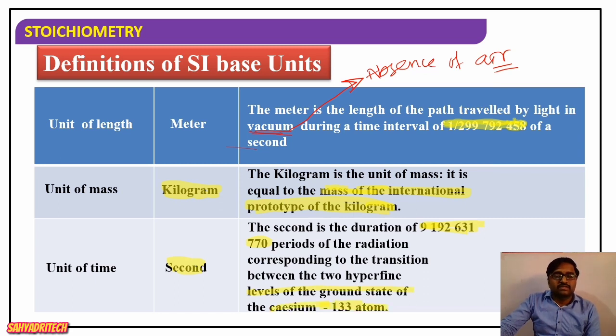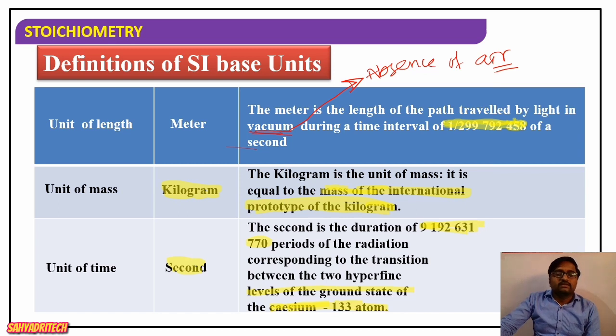Let me go through the definition again. The second is the duration of 9,192,631,770 periods of the radiation corresponding to the transition between two hyperfine levels of the ground state of cesium 133 isotope. It is the second.